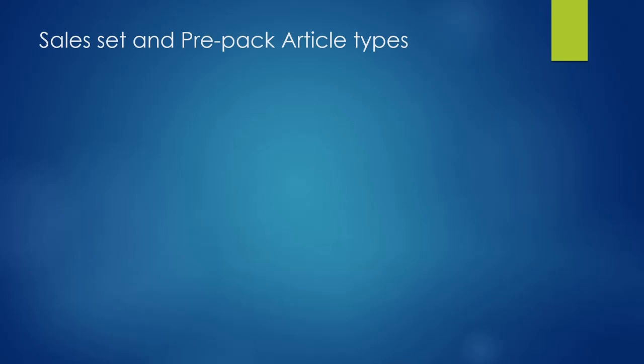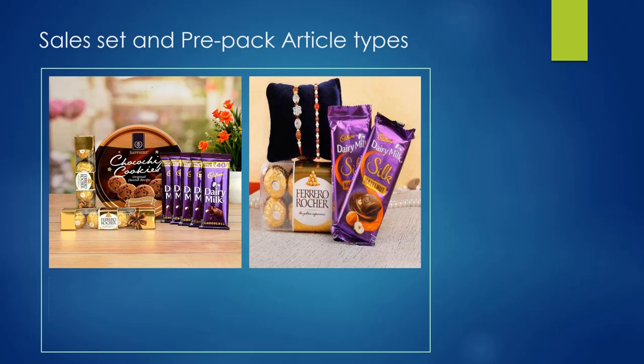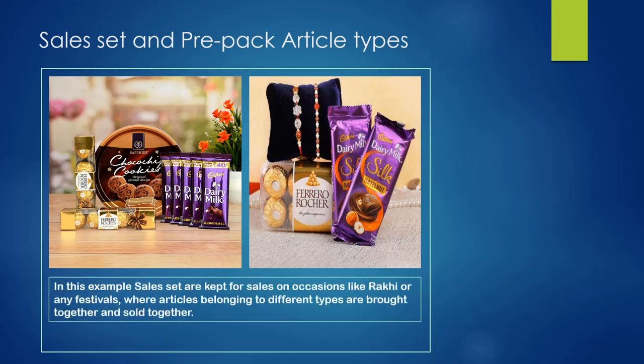So now we will see the examples for sales set and pre-pack article types. We will see during occasions like Rakhi or any festivals or any eves, some of the articles or products are grouped together and will be sold together. Such kind of articles are sales sets. In this example, we can see different chocolates are brought together, made into a set, and will be sold as a set. This is a best example for sales set.